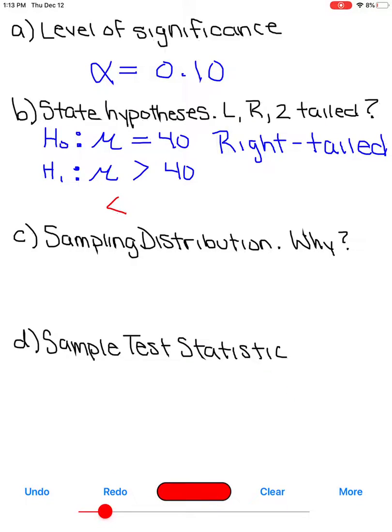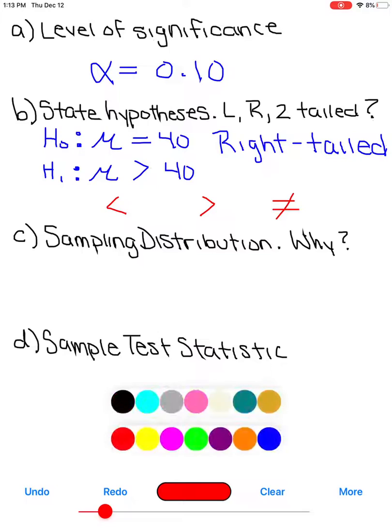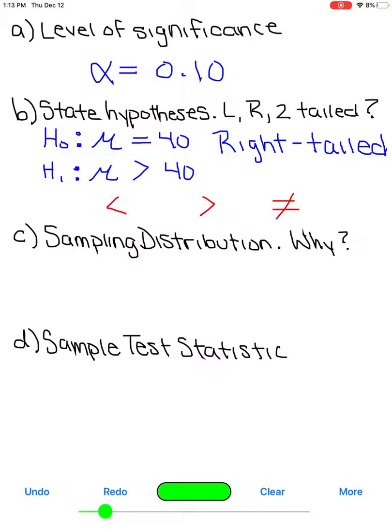So if we have less than, greater than, or not equal to, if we take these inequalities and make them into arrows, the less than is pointing to the left, so it'll be a left-tailed test. When the inequality is greater than, if you make it into an arrow, it is pointing to the right, so it'll be a right-tailed test. For a two-tailed test, there are two lines going straight across, and that's how I remember it as two-tailed.